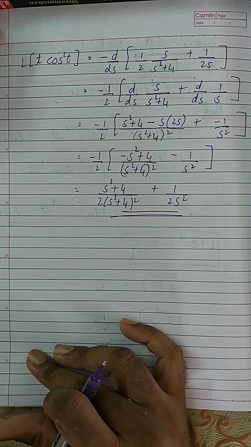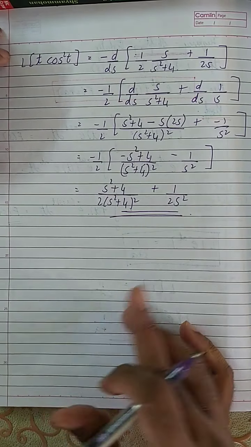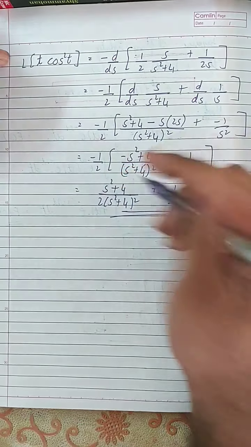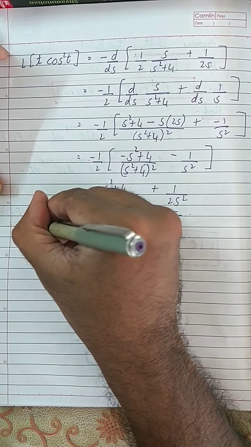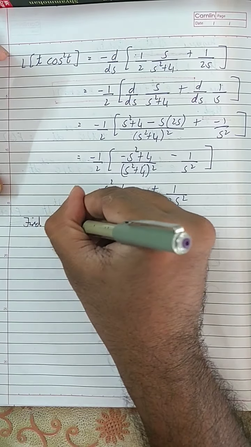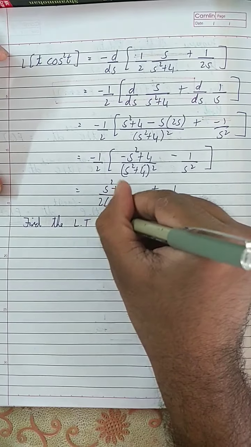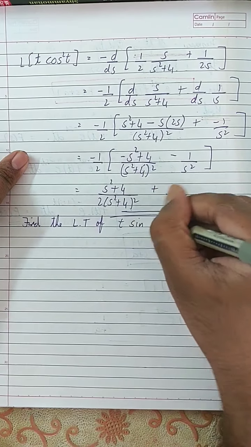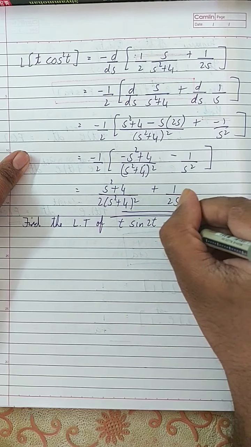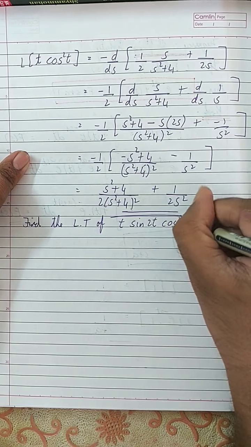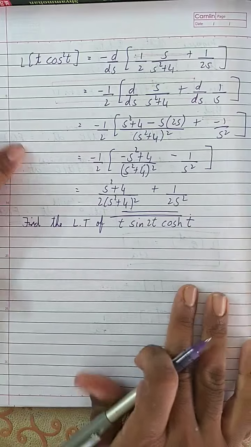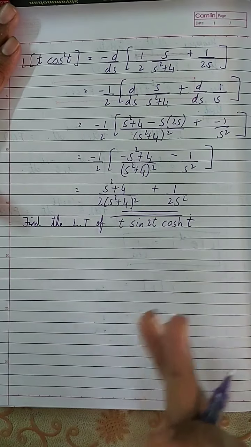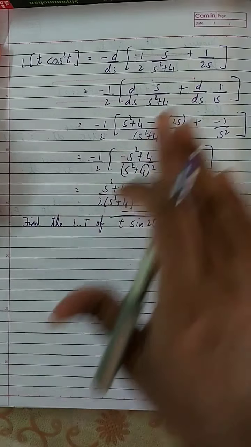Let us do one more problem with regards to this multiplication by t property. Here I will find the Laplace transform of t sine 2t cos ht.